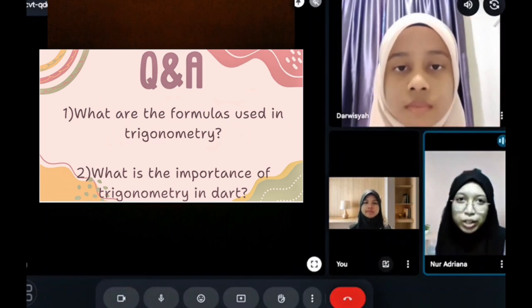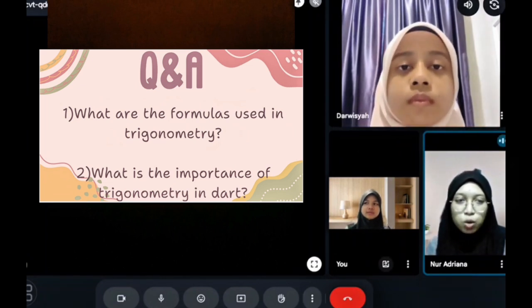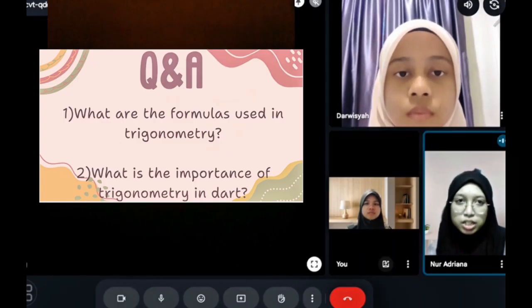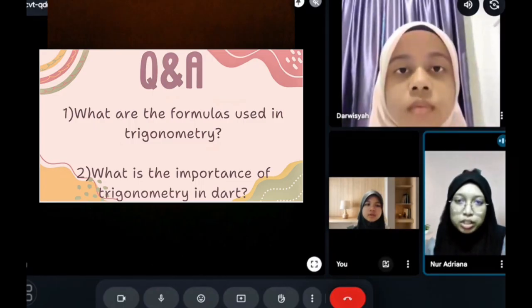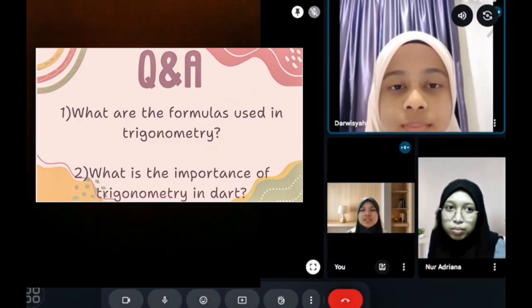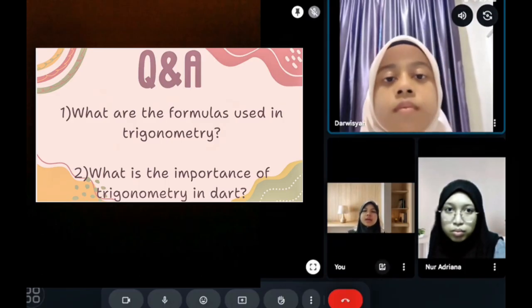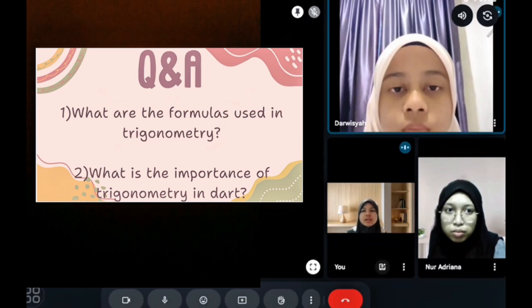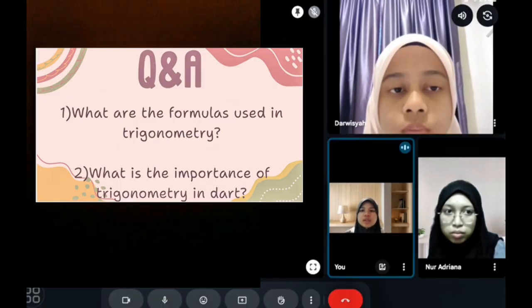So let's move on to the final question. The third question is what is the importance of trigonometry in real life? For us, we have already made the activity that is darts. In darts, trigonometry helps to calculate the angle and distance needed to throw the dart accurately at the target. How about you guys? In my opinion, trigonometry assists in real-life applications by providing tools to measure and calculate distances, angles, and heights that are difficult to measure directly.